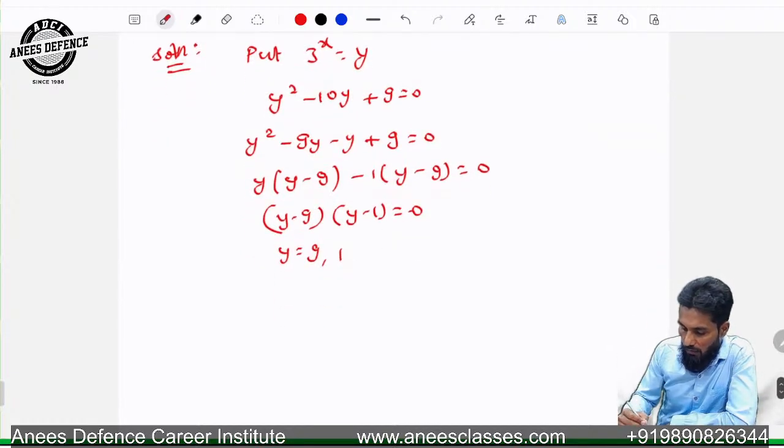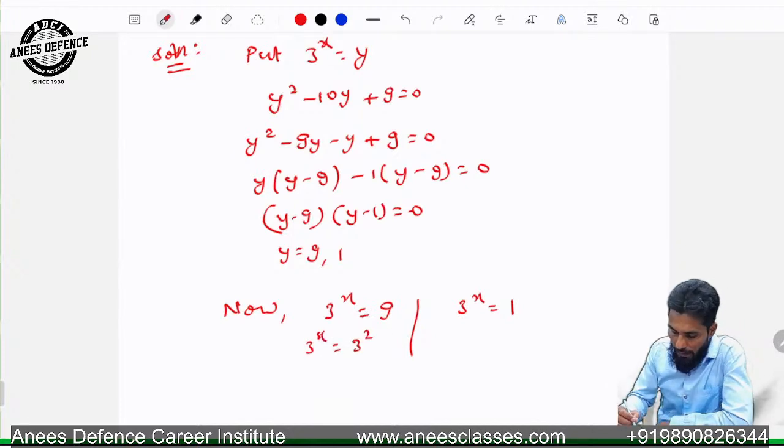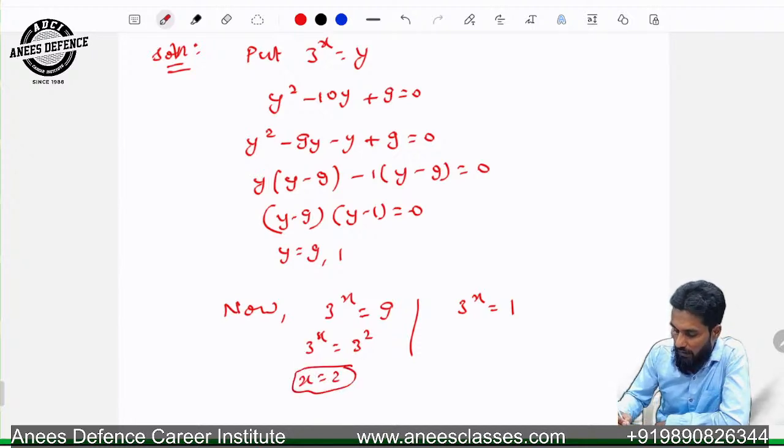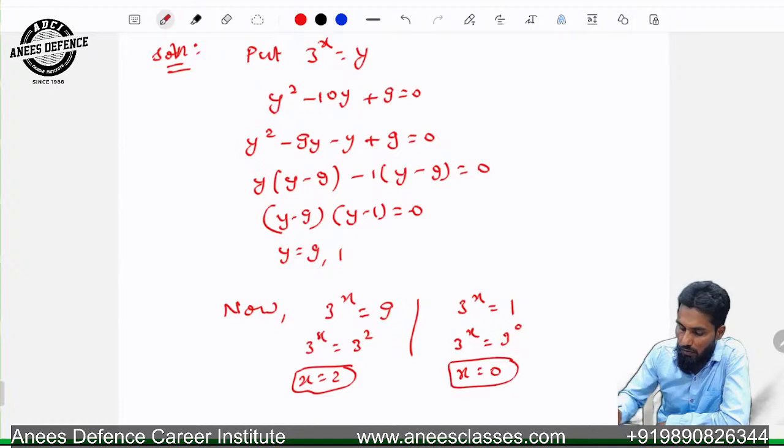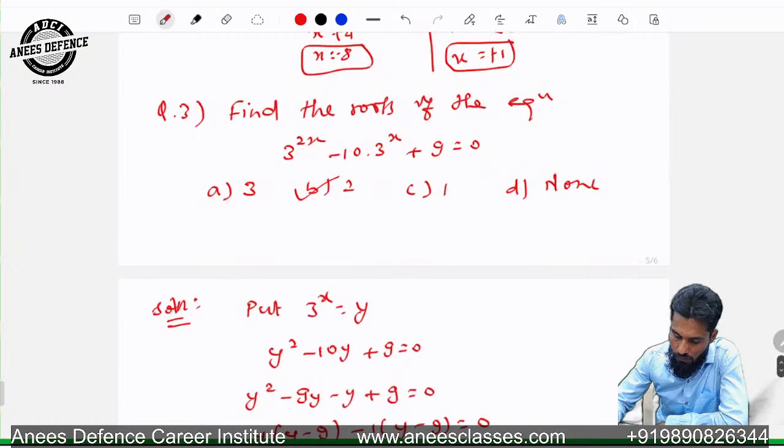So we have taken 3 raised to x as y. So now 3 raised to x equal to 9 and 3 raised to x equal to 1. So what is the value of x here? 2, sir. 9 can be written as 3 square. So by comparing with equal base, x equal to 2. And here the second value, 1 can be written as 3 raised to 0. So x equal to 0. So you got two solutions, 2 and 0. What is given in the option? 2. So just tick 2.